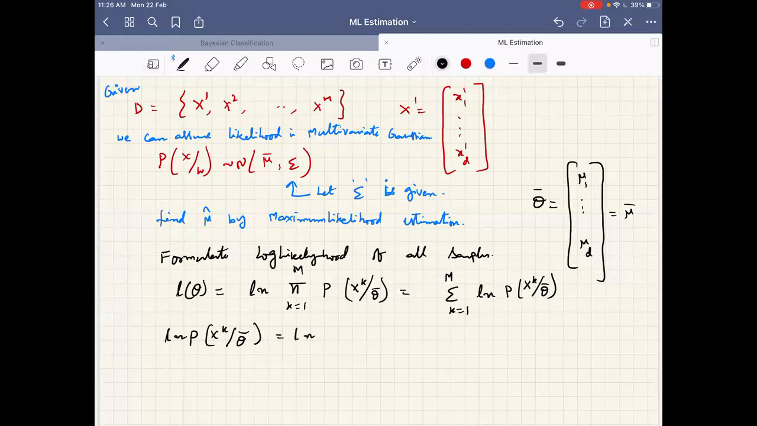ln of what is p of x given theta? 1 by (2 pi) whole power d by 2, root over the determinant of sigma, then xk minus theta bar whole power. In fact, I am writing here, so it looks very evident.